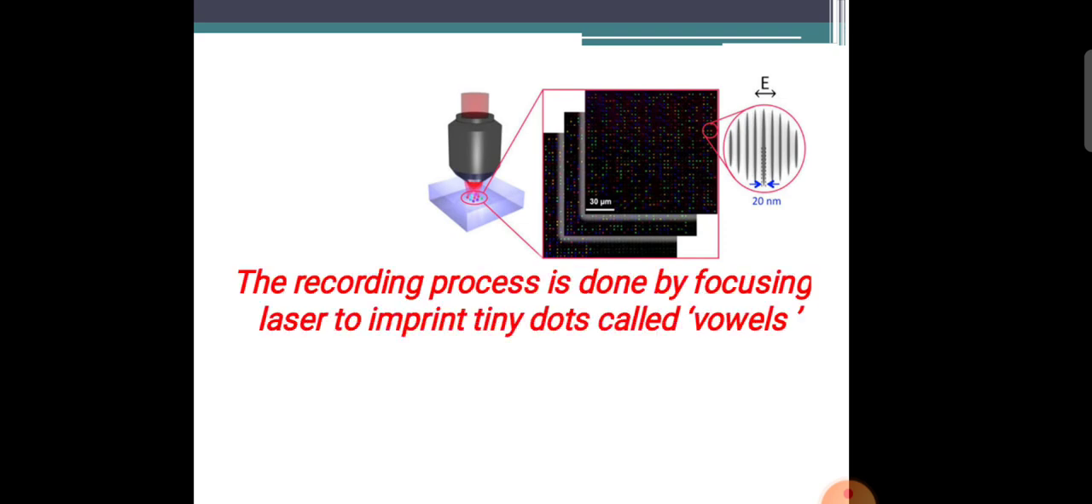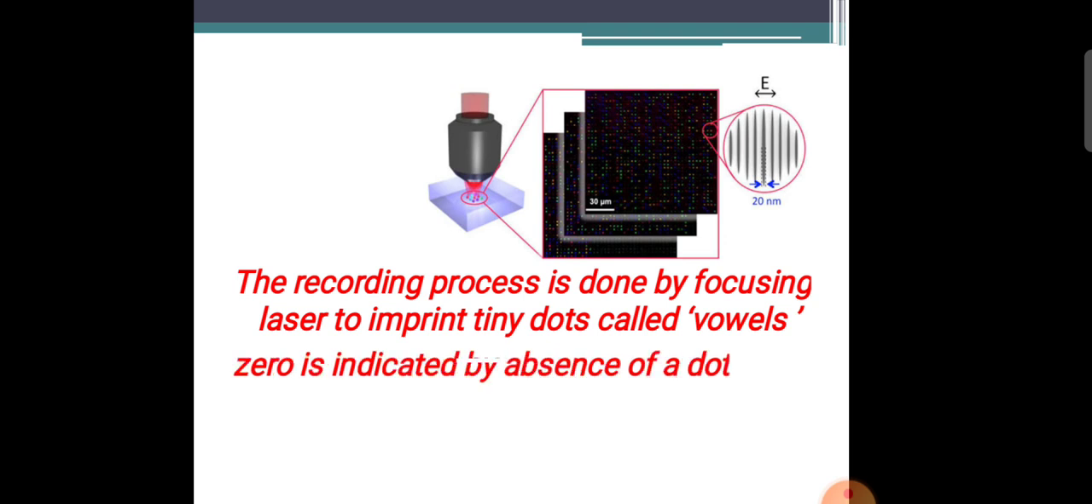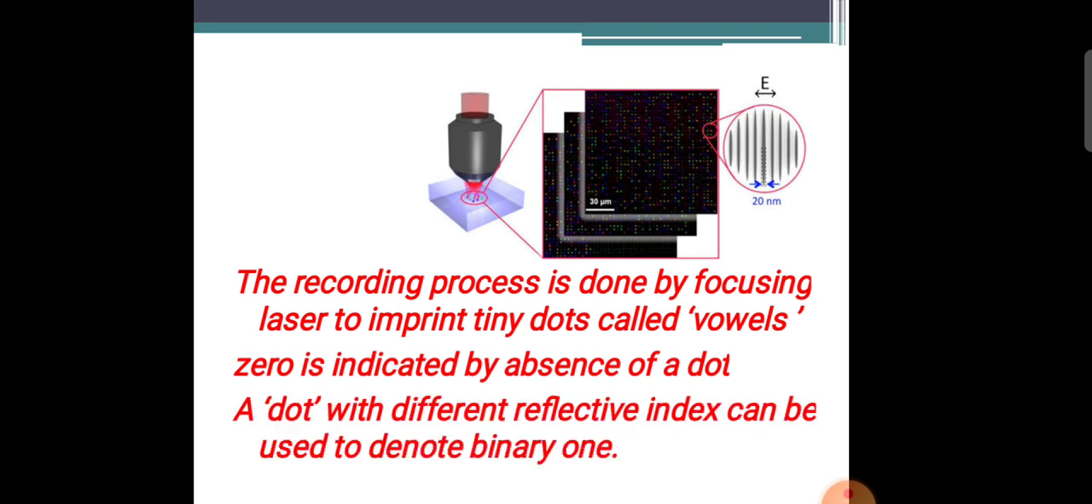The recording process is done by focusing a laser to imprint tiny dots called voxels. 0 is indicated by the absence of a dot. A dot with a different refractive index can be used to denote binary 1.